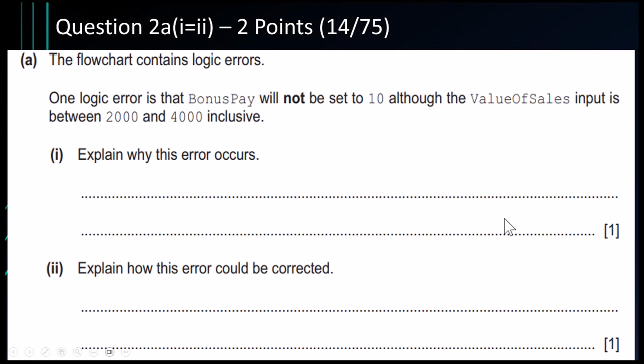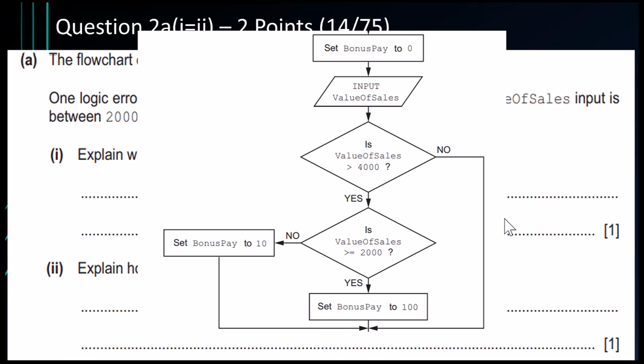And that brings us to the question. The flowchart contains logic errors. One logic error is that bonus pay will not be set to 10, although the value of sales input is between 2,000 and 4,000. Why does this occur? Well, the error is found right here. Is value of sales greater than 4,000?